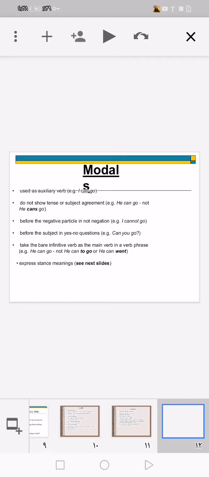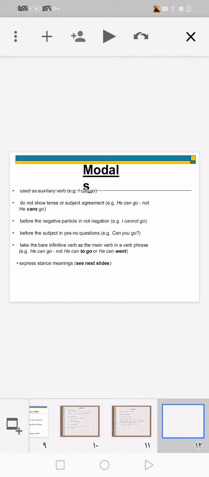Before the negative particle, as in negation: I cannot go. Before the subject in a yes/no question: Can you go? These are the uses of the modal auxiliary verb can.